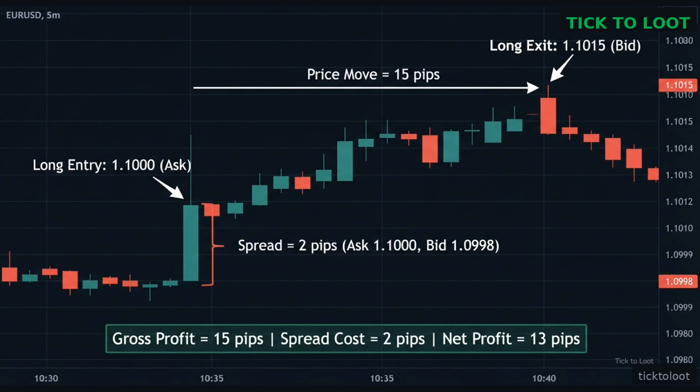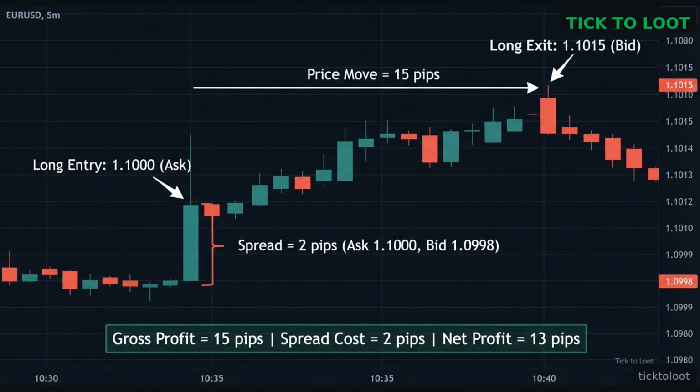At the same moment, the bid price, what you would receive if you sold, sits a couple of pips lower at 1.0998. That 2-pip difference is called the spread, and it is a built-in cost charged by the broker. Your algorithm holds the position for a short time and exits when the market reaches a bid price of 1.1015. If you ignore the spread, you might think you made a clean 15-pip gain because 1.1015 minus 1.1000 equals 0.0015, or 15 pips. But the reality is you paid 2 pips up front just to get into the trade.